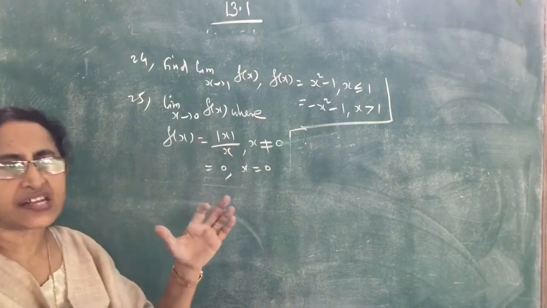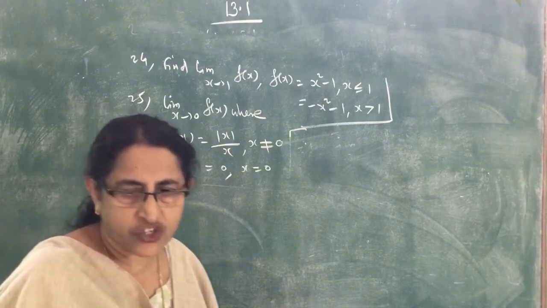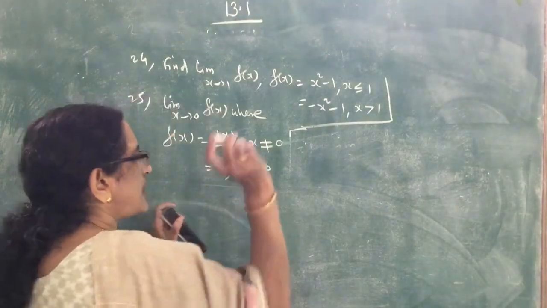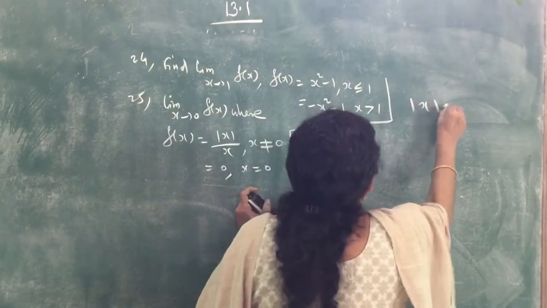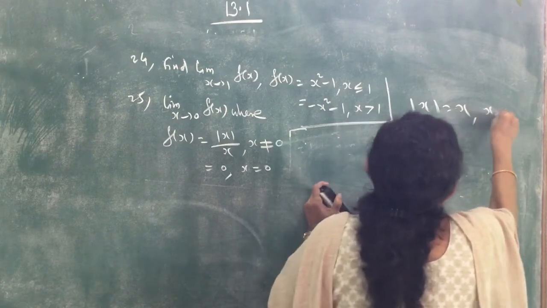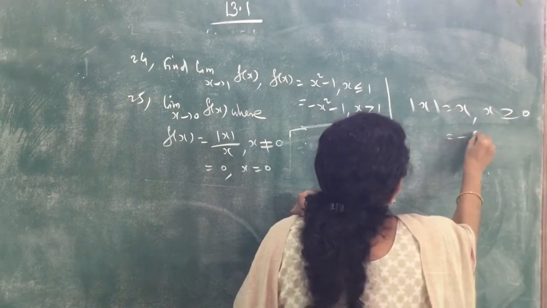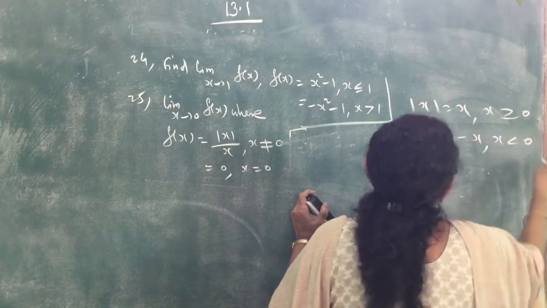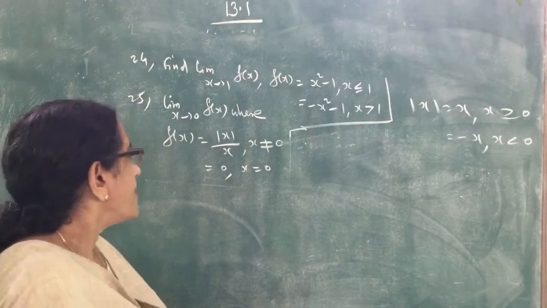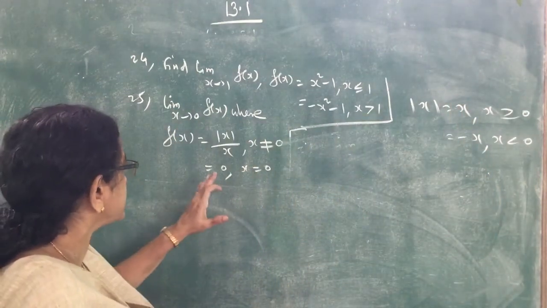Here, modulus x we always have to change. We know the definition of modulus x. How is modulus x defined? Modulus x is equal to x when x is greater than or equal to 0, and equal to minus x when x is less than 0. That is the definition of modulus x. But here, when x is equal to 0, it is defined as 0.